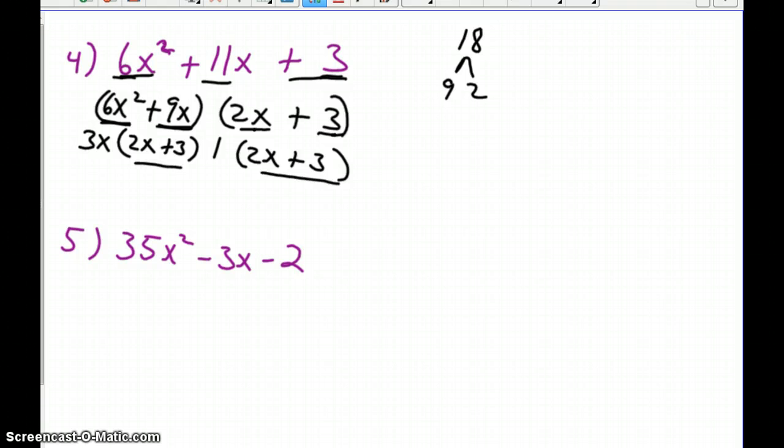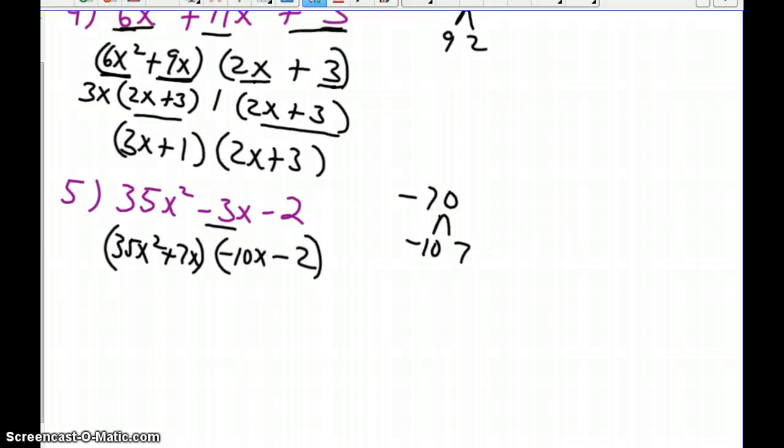Okay, now do these match up? So you know you're going to get the right answer. So what are you going to write down? 3x plus 1 and 2x plus 3. You got it. That's it. All right, so here, now, what's my common factor?